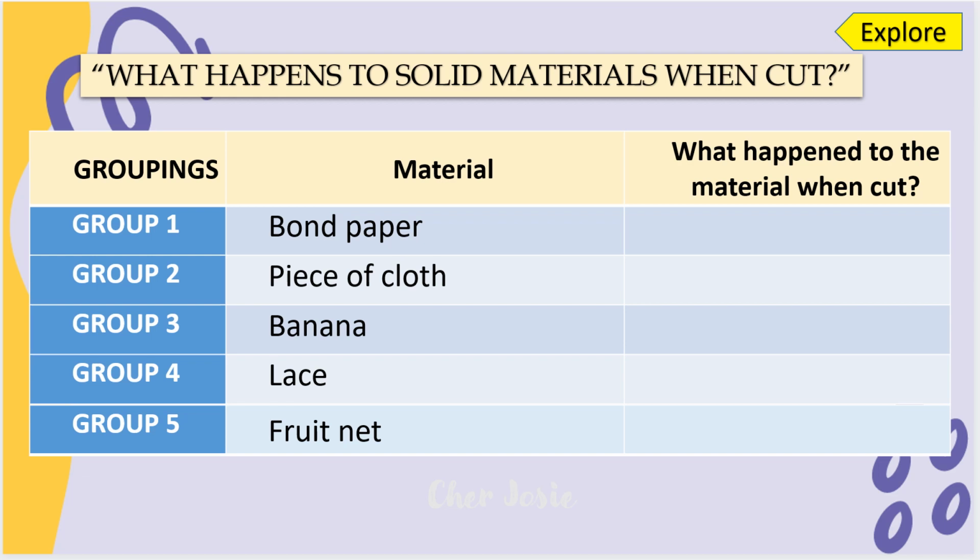For Group 1, you're going to use bond paper. For Group 2, piece of cloth. Group 3, banana. Group 4, lace. And Group 5, fruit net. And then later on, you're going to identify what happened to the material when cut. Please remember to use the materials carefully. Alright? Are you ready?